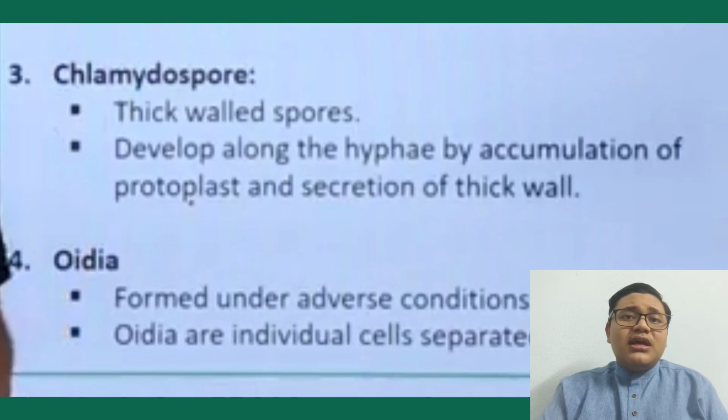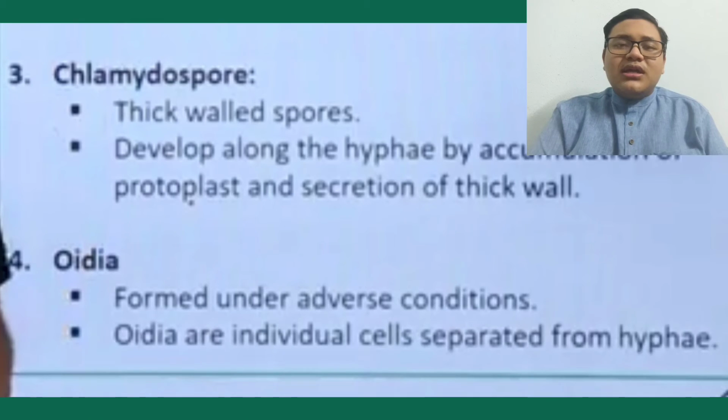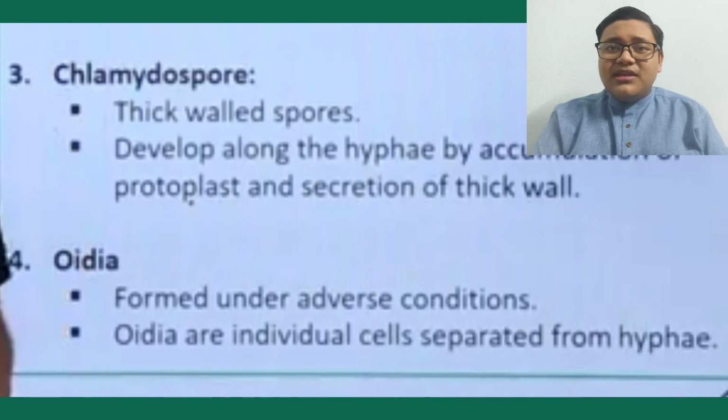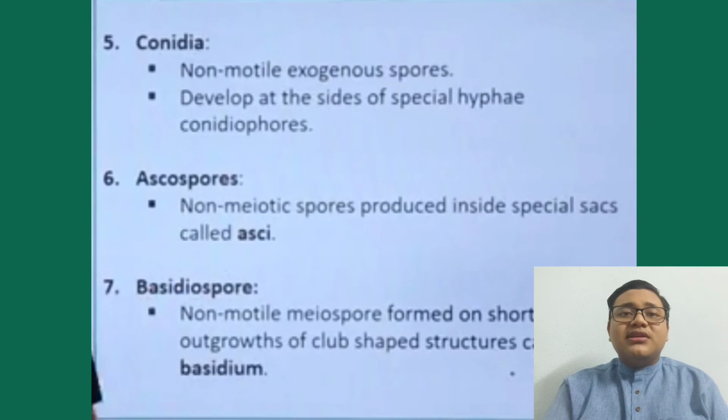The third is chlamydospores. These are thick-walled spores developed along the hyphae by accumulation of protoplast and secretion of thick wall. Next, oidia. It forms under adverse conditions, and oidia are individual cells separated from hyphae. Next is conidia, non-motile exogenous spores. It develops at the site of special hyphae called conidiophore.